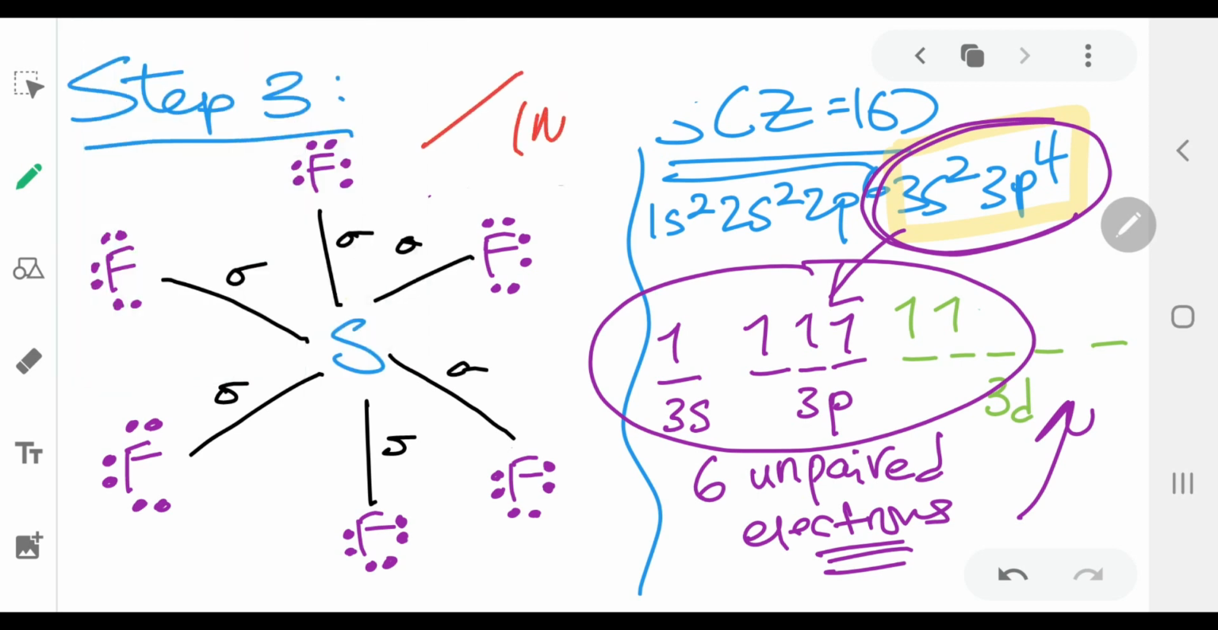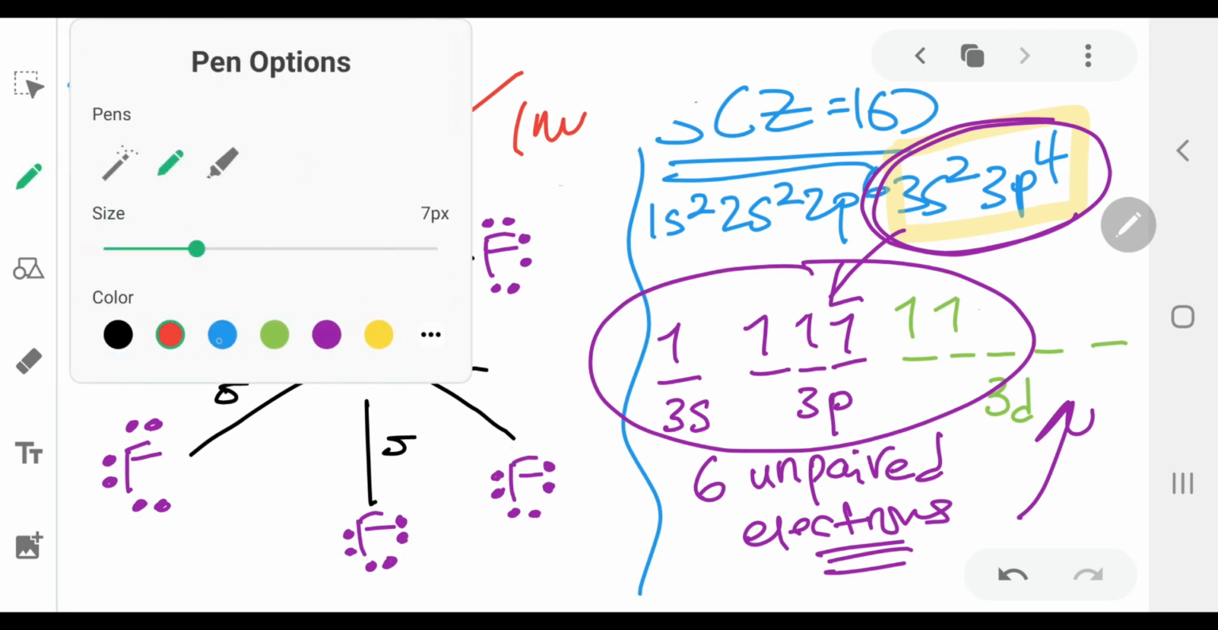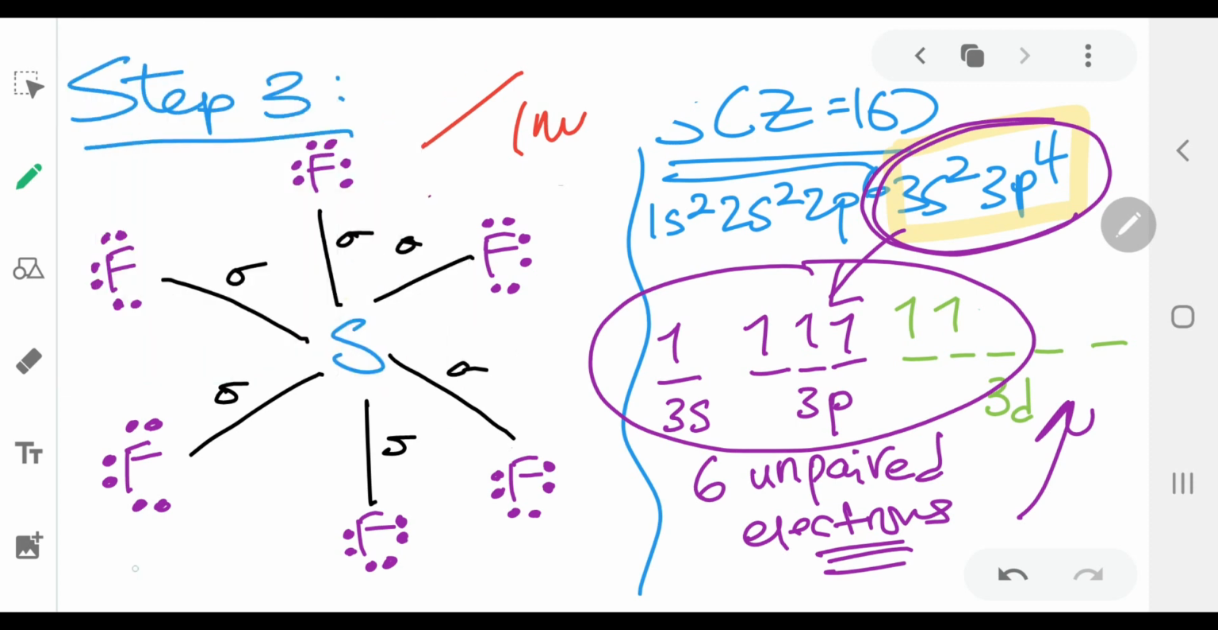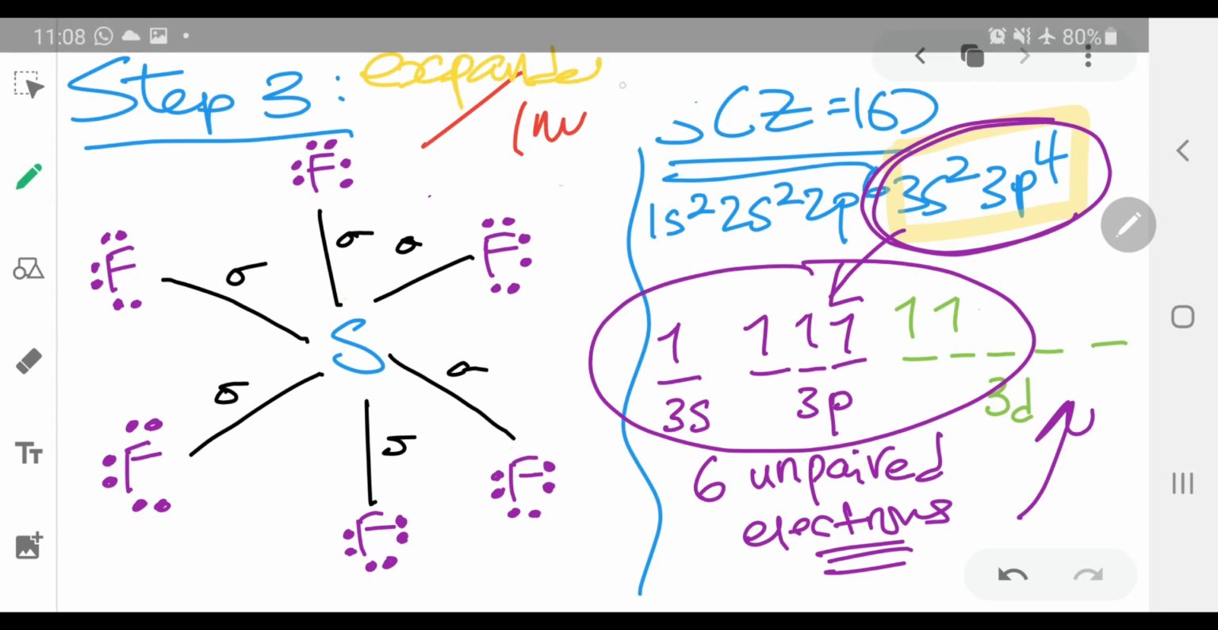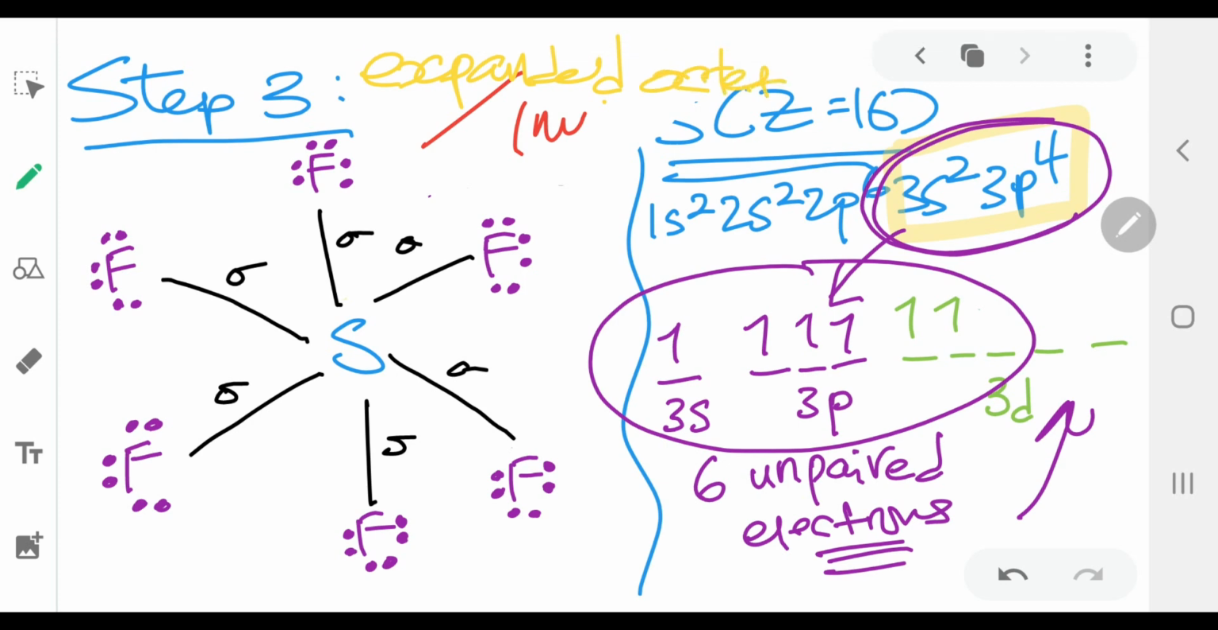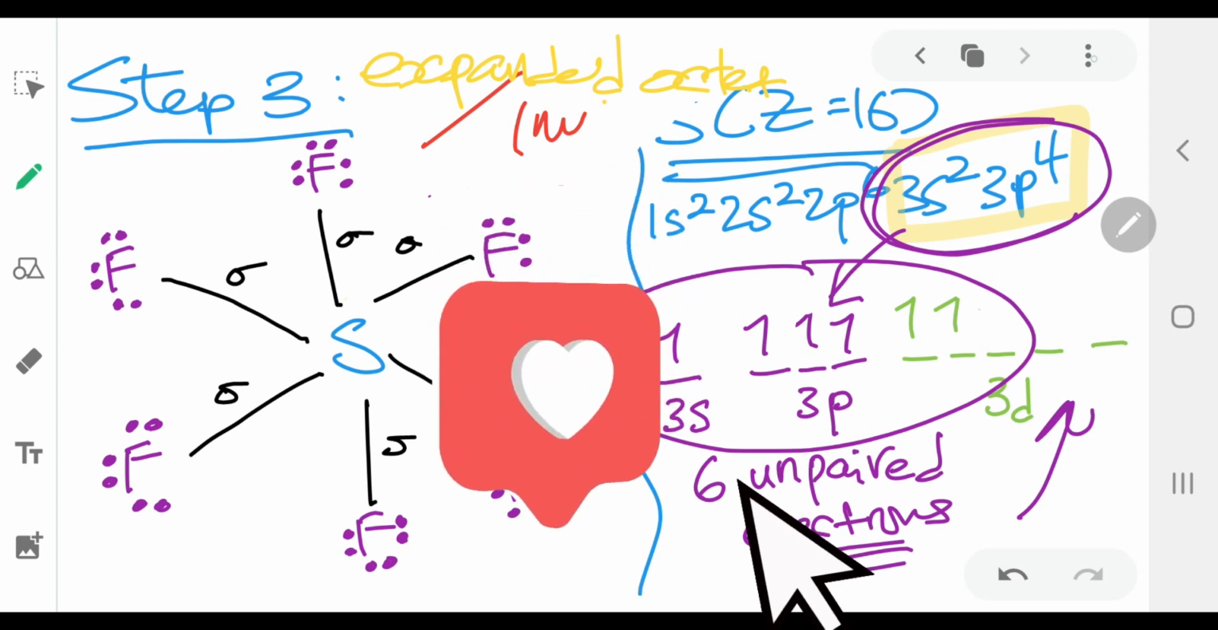You will get 1 mark. So what is unusual over here? This is your expanded octet. So you can proceed if you want to calculate the formal charge. You can do that, and if you want to do hybridization, you can also do it based on this one.